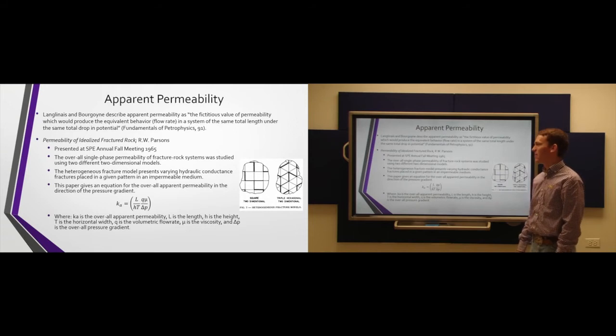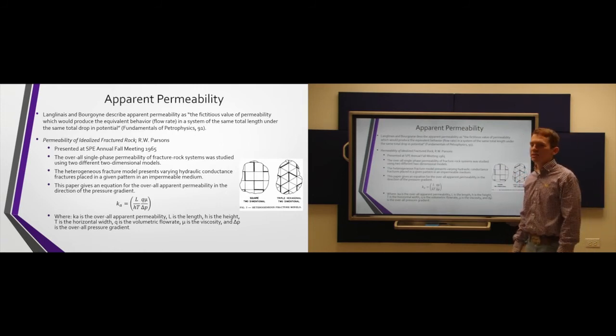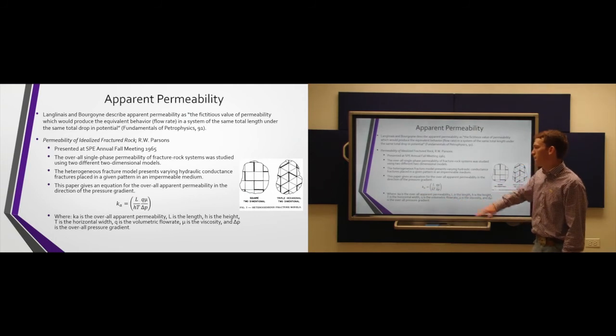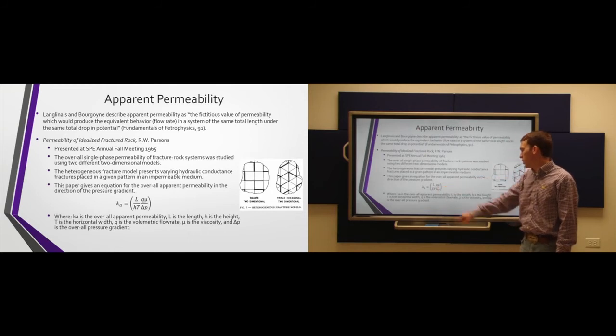Apparent permeability, as defined by Langland and Burgoyne, is the fictitious value of permeability which produces the equivalent flow rate in a system with the same total length and the same total drop in potential. The equation presented in 1965 by R.W. Parsons for overall apparent permeability and the direction of the pressure gradient is shown. Apparent permeability equals length over height times horizontal width times flow rate times viscosity over your overall pressure gradient.